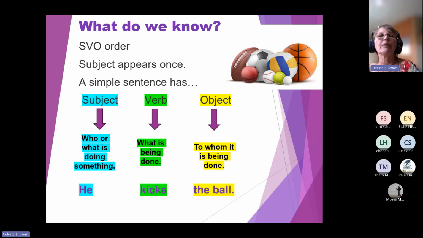Okay, so what do we know? We know that a simple sentence has a subject, a verb, and an object. But what is a subject? A subject tells us who or what is doing something. The verb will tell us what is being done. That's the action word or the doing word that tells us what's happening. And the object tells us to whom it is being done. So if we say he kicks the ball, the subject is he, then we know that kicks is the verb and the object will then be the ball.